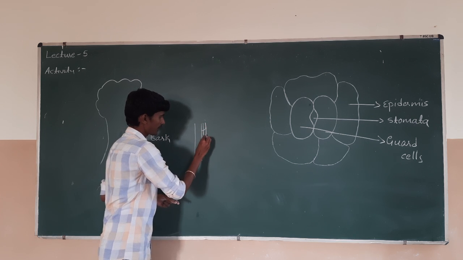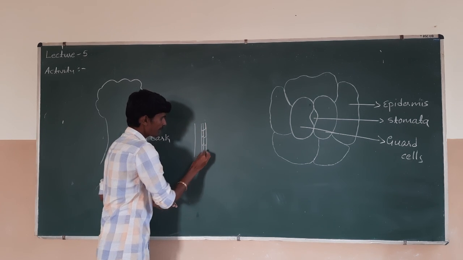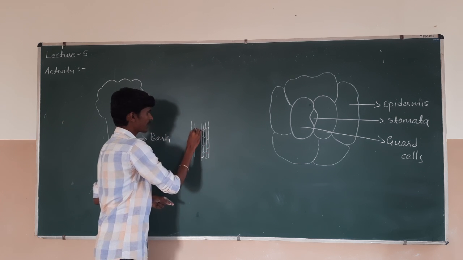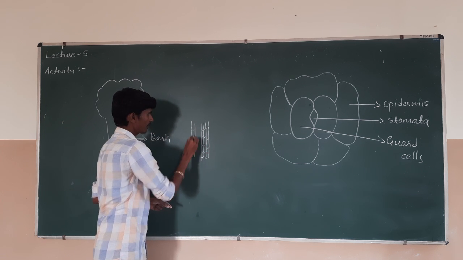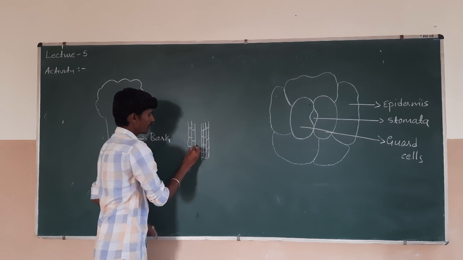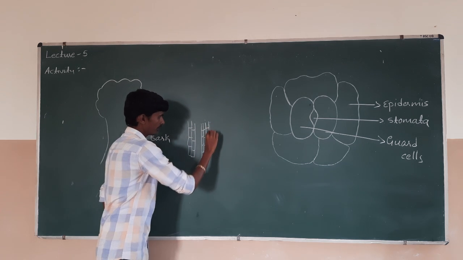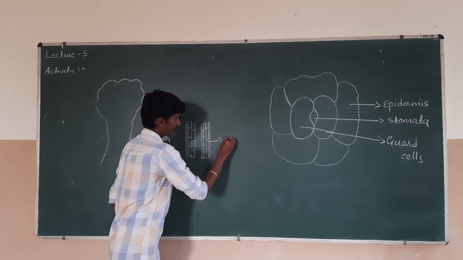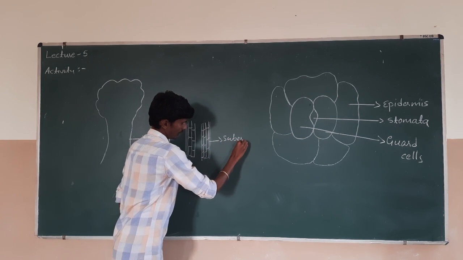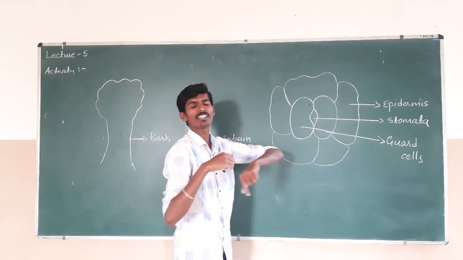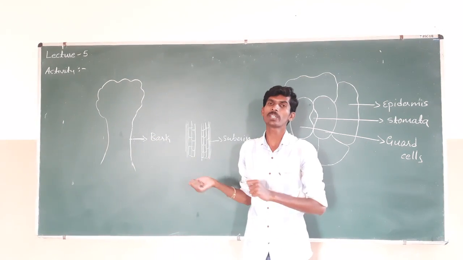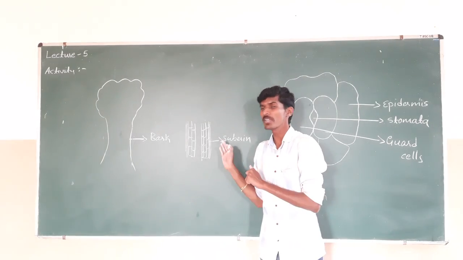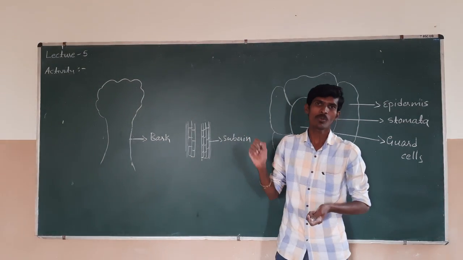Several secondary meristems form, and these are compactly arranged. There are no intercellular spaces. Also this layer has a chemical substance called suberin. This suberin layer is impervious to gases and water. Impervious means it's impermeable to gases and water.